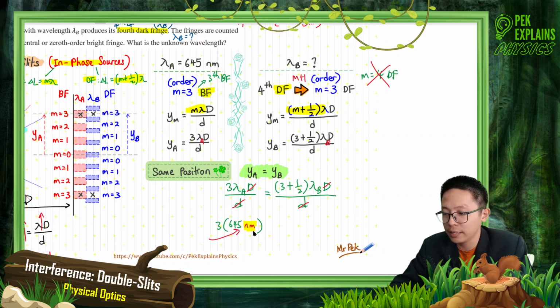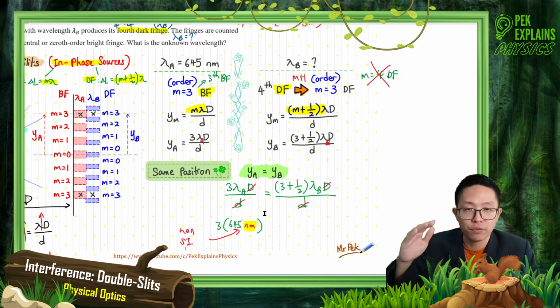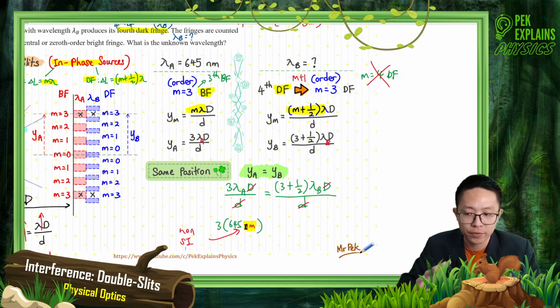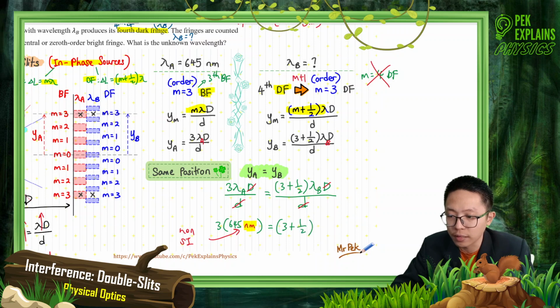If it is a non-SI unit, you must write down the unit. If you already change to meter, you no need to write the unit. But if you didn't change the unit, you must write down the unit. The non-SI unit, you must write down halfway during the calculation. If we don't include the unit there, examiner will minus mark. Okay, remember that. So, and then equal to 3 plus half lambda B.